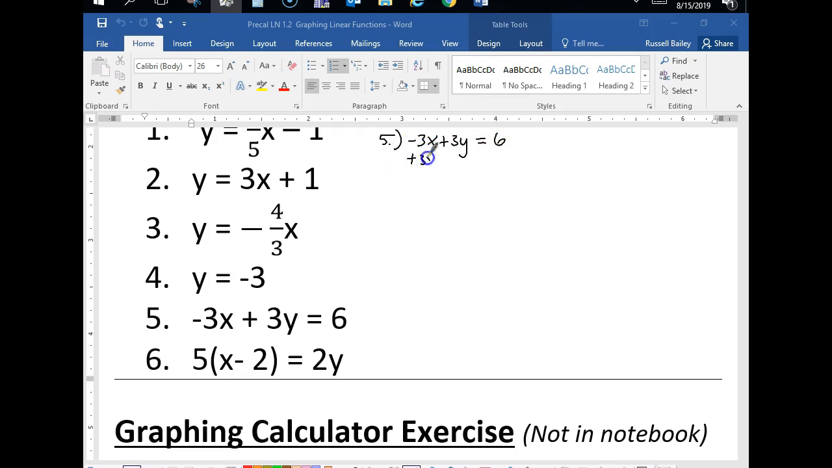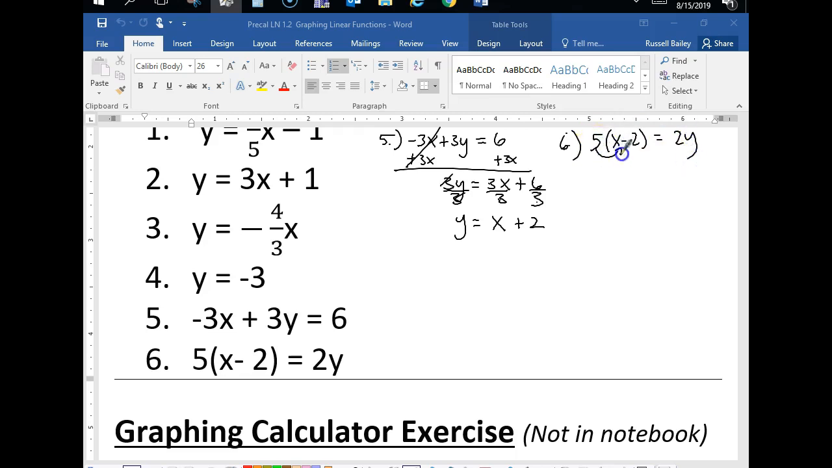So for this one, you would add 3x on both sides first. And then you would divide everything by 3. 3 divided by 3 is 1. 6 divided by 3 is 2. For this one, what would you guys do first? Multiply the 5. Good. Distribute the 5, multiply it in, right? So that would be 5x minus 10. And then what would we do? Divide by 2. We're trying to get that y by itself, and at the same time, get that into slope-intercept form. Y equals mx plus b form.